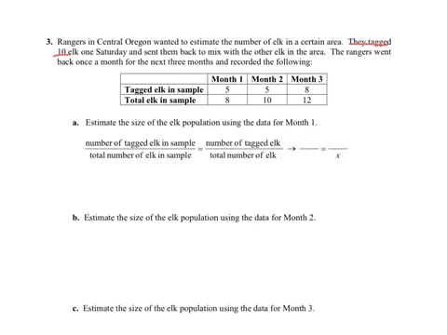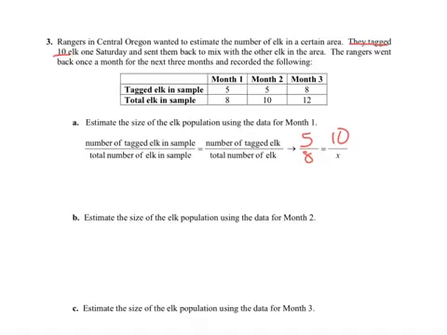Part A says, estimate the size of the population using data for month number 1. So the number of tagged elk in the sample. How many elk were tagged in the first month? 5. Out of how many? 8. All right, and then the number of tagged elk. So what did they tag initially? They tagged 10. And that's it.